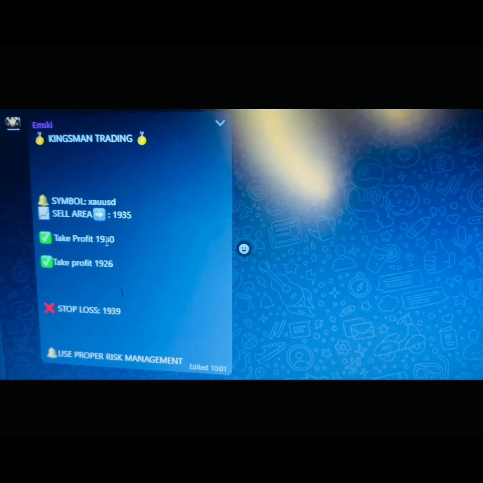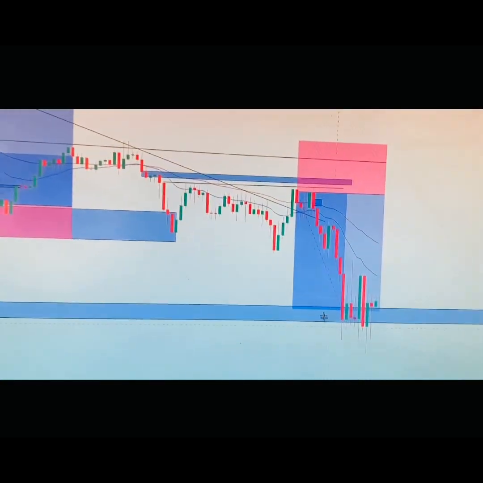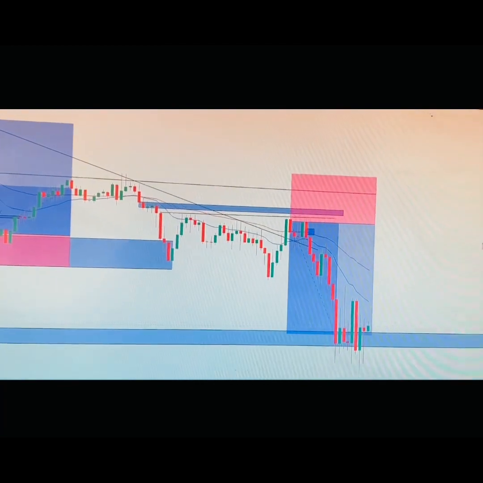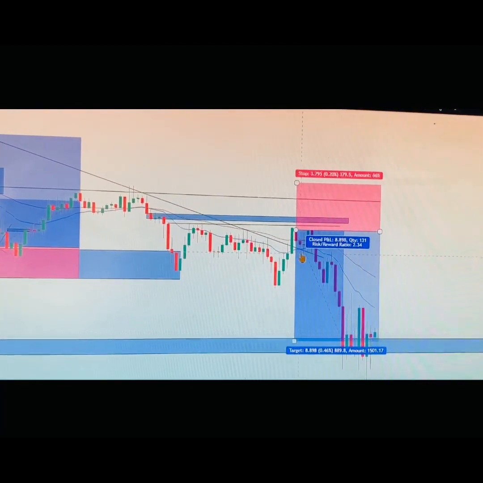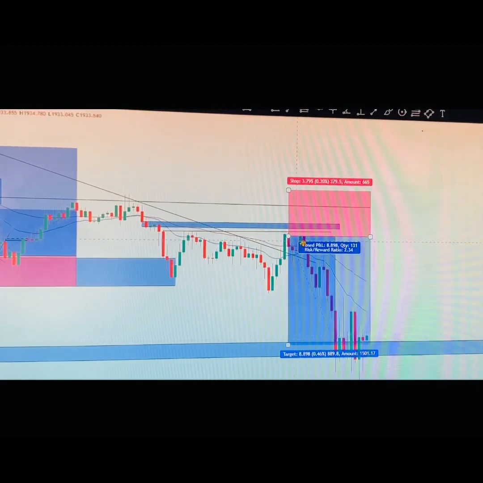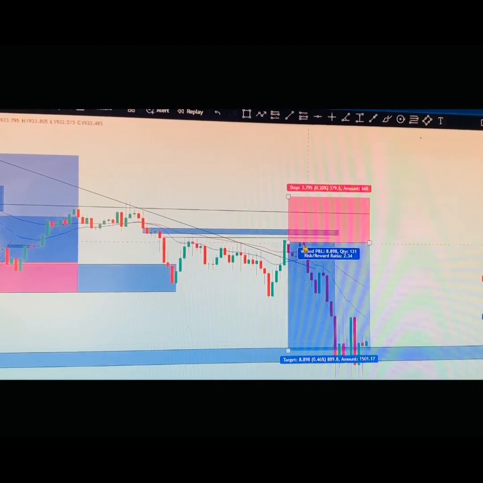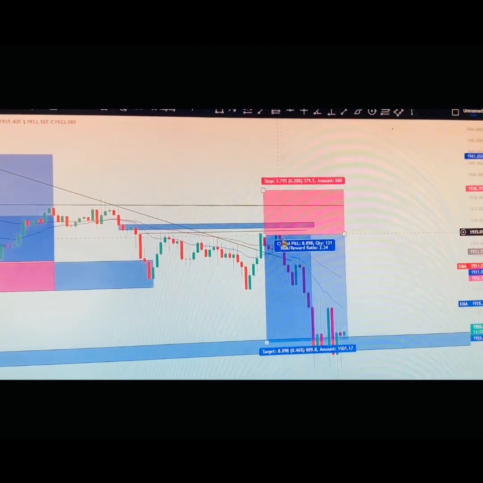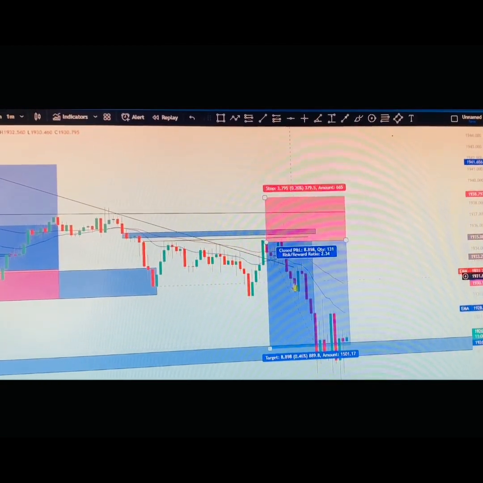Sell XAUUSD 1935, take profit 1 1930, take profit 2 1926, stop loss 1939. It was by 10 in the morning, UTC+1. After then, the market went down a little bit here, and it came back up to this zone and created a double top. This gave me all the confluence and confirmation I needed that this market is going down. And the market came down here.